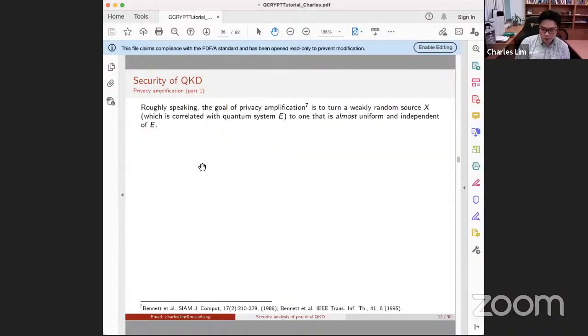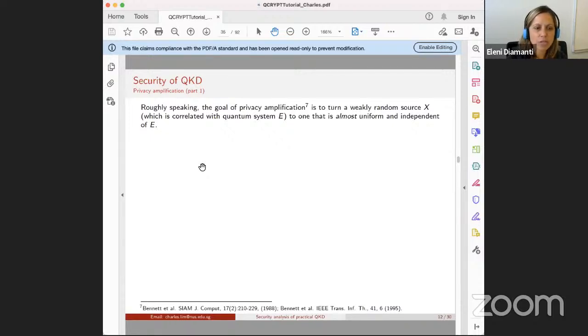Okay, so let's move on to privacy amplification. So here, the rough goal is... Charles, can I interrupt you one second before you move on to privacy amplification? Since there is a question on error correction, and I think it would be nice to group it right before. Can I relay it so that maybe you can answer it? It's from Adomas Baliuka, and it's about error correction.